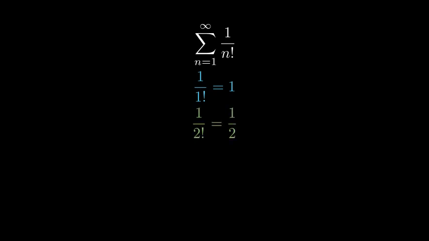The second term is 1 over 2 factorial, which is 1 half. The third term is 1 over 3 factorial, which is 1 sixth. And the fourth term is 1 over 4 factorial, which is 1 over 24. Let's create a visual representation of these terms on a number line to see how they add up.